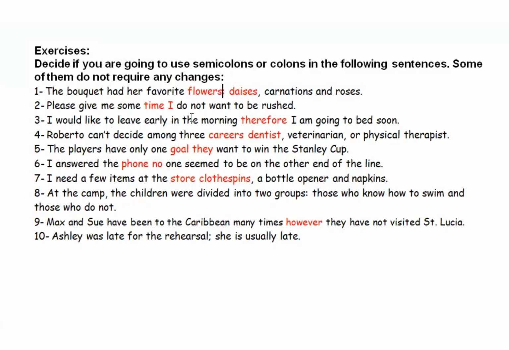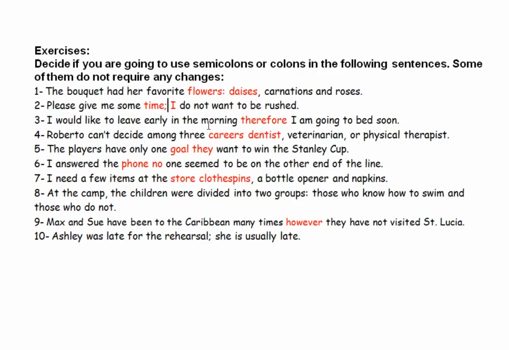Okay, let's move on to the next item. Please give me some time. I don't want to be rushed. So you can see that we have two separate sentences here in this part. Okay, so since we have two separate sentences, we're supposed to separate them. So we can either use a full stop or a semicolon. So we can use a full stop like that, or we can use a semicolon like that. Okay. So remember that if you use a full stop, it's correct, no problems. If you use a semicolon in this situation, it is correct without any problems.